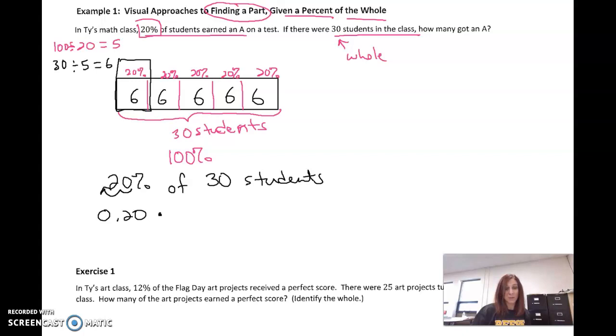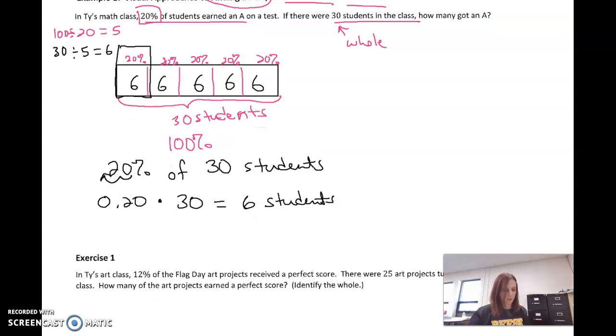Of means to multiply. So if you were to take a calculator and go 0.2 times 30, guess what it also equals? 6 students. Okay. So here's the visual. Here's what we're going to actually do as an equation. Let's look at one more quick example.